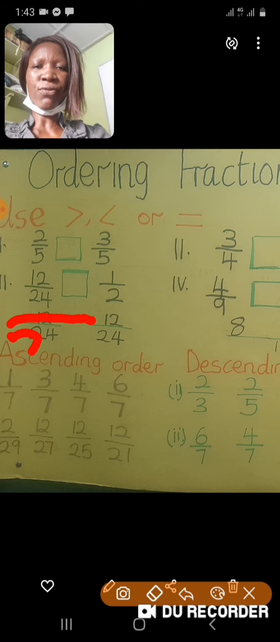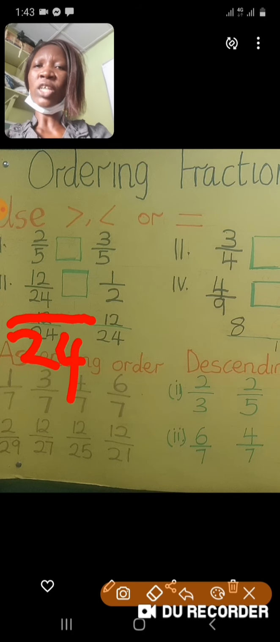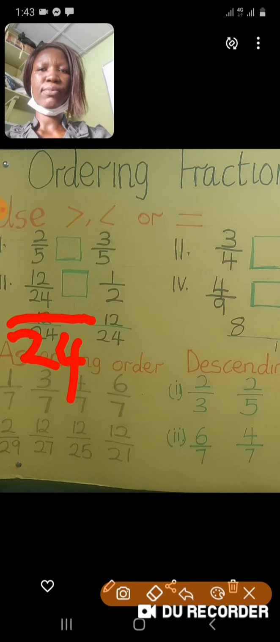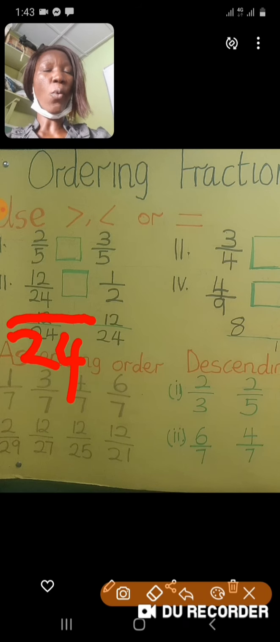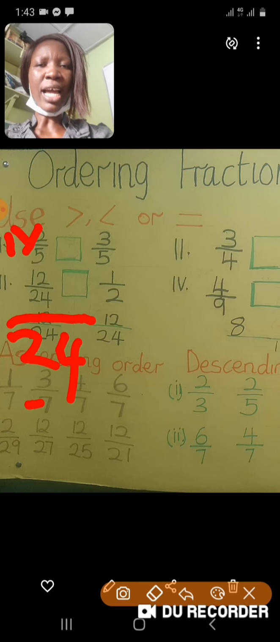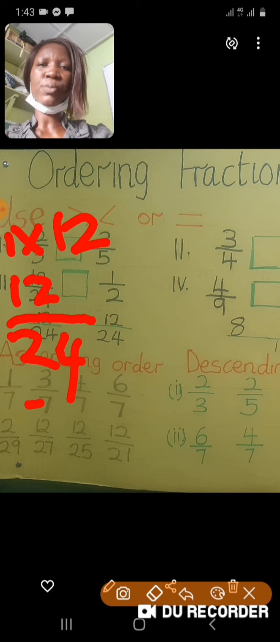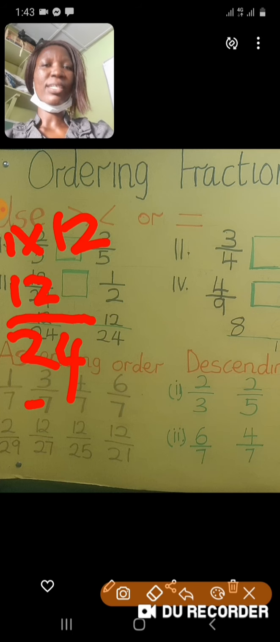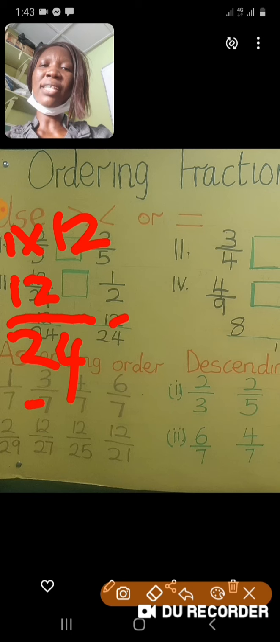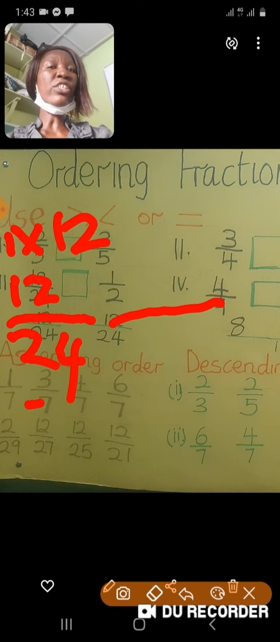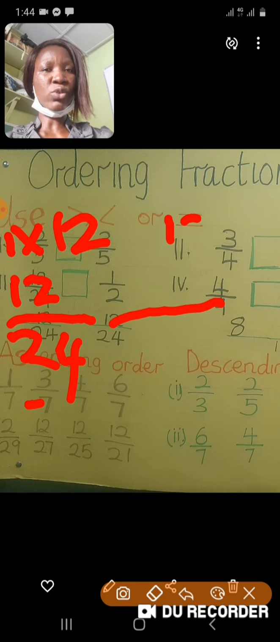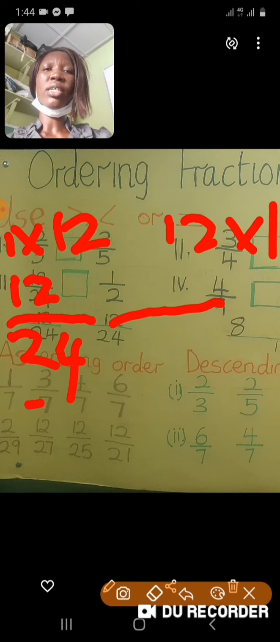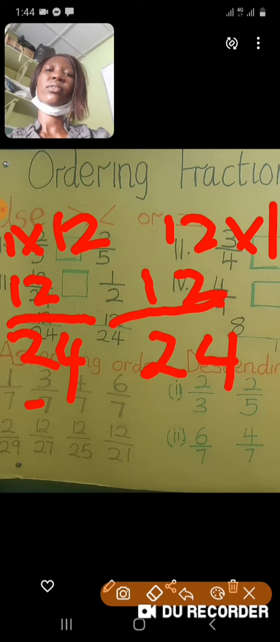Now that you have the 24 right here, the next question is, how many 24 will you get in the 24? The LCM is just 1. That 1 times 12 is what? 12. Do you get that? The question again goes, how many 2 will you get in 24? And that is 12. Then you say that 12 times 1, that is what? 12. The LCM is 24.